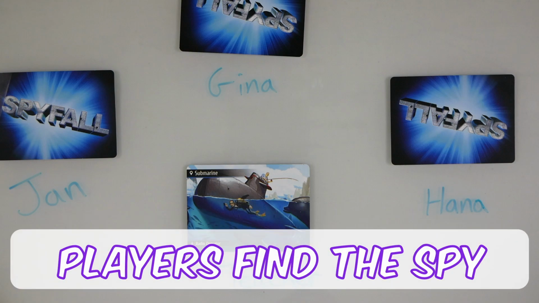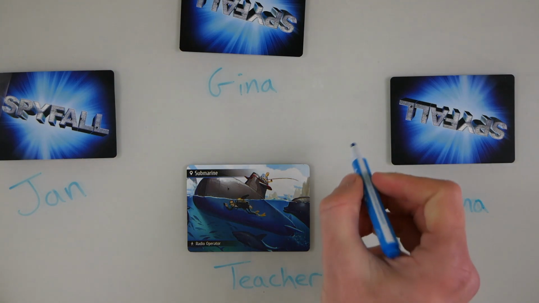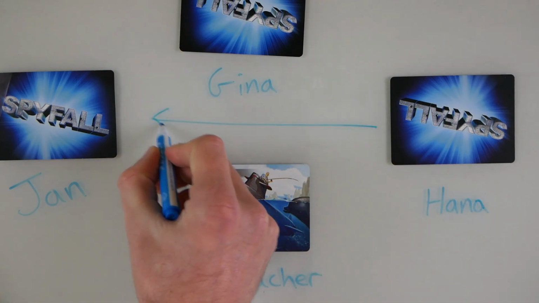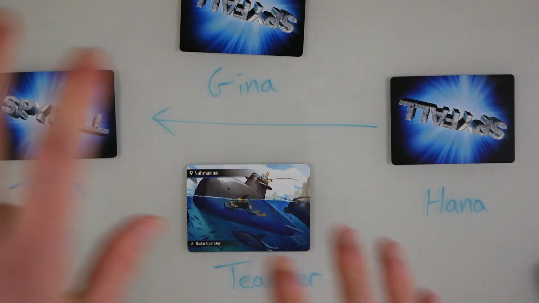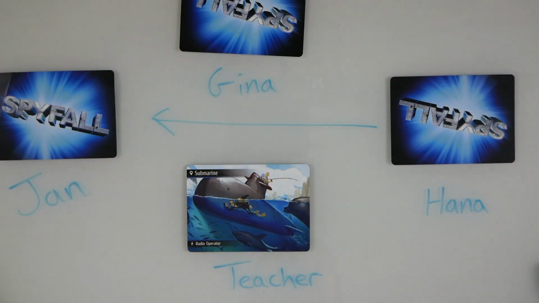If a player thinks they know who it is, they can make an accusation. For example, Hannah thinks Jan's answer was dodgy, so accuses him. Now the other players, not including Jan, vote on whether they agree. There can be discussion here, and the accused can defend themselves, but players should be careful not to reveal too much information in this discussion, because if the vote doesn't pass, the spy may pick up vital info.